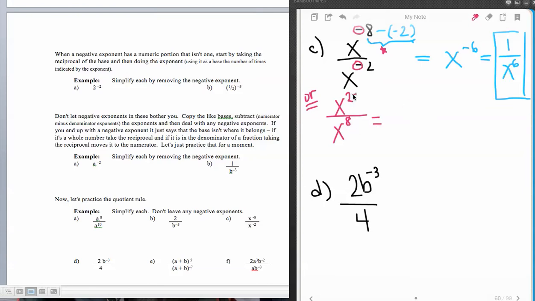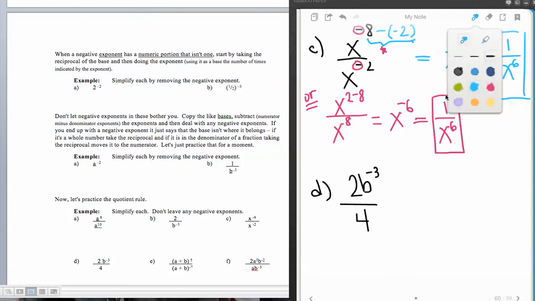And so we have 2 minus 8, and this one students usually can handle. 2 minus 8 is a negative 6, and that's still 1 over x to the 6th power, which we know is the same as this one, so we see it's absolutely correct. So that's just an option. Now you don't have to do it that way, it's just an optional way of doing it, and if you find yourself making mistakes, especially with integer subtraction, it's a method that you might want to use.